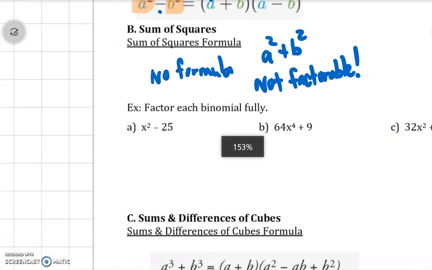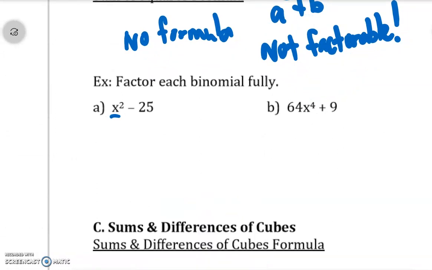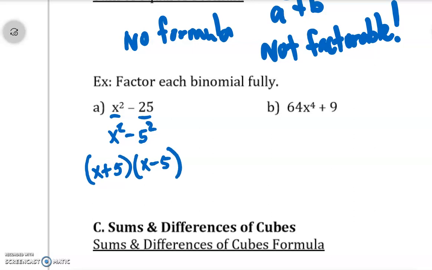So let's practice a couple of these. It says factor each binomial fully. So x squared minus 25, this is definitely a difference of two squares, right? I could rewrite this like x squared minus 5 squared, instead of 25. So we can say that this factors out. My a term is x, my b term is 5. So this would be x plus 5 times x minus 5, following that formula.